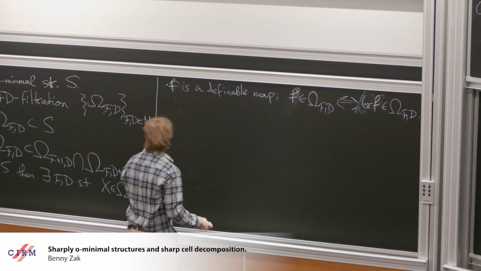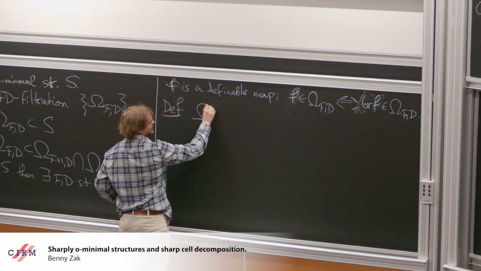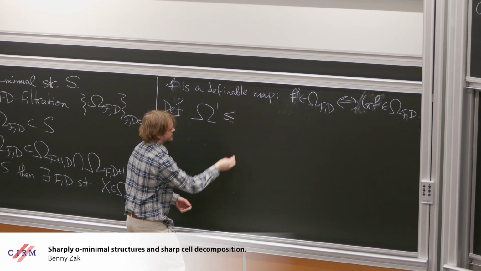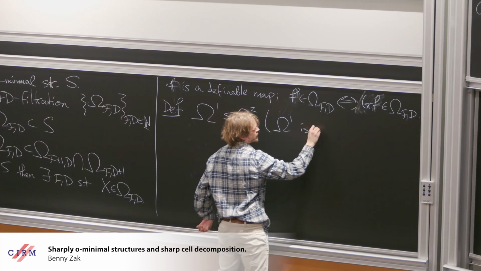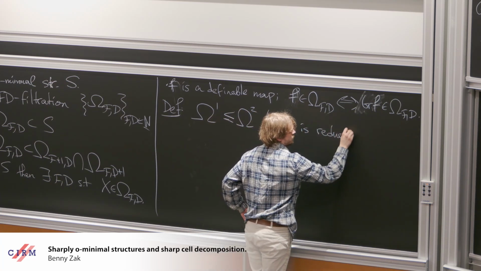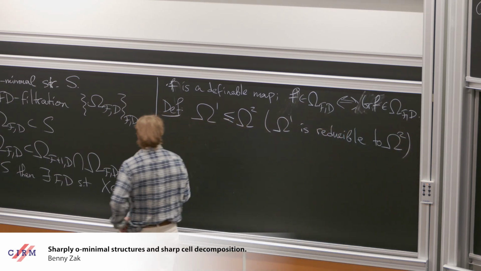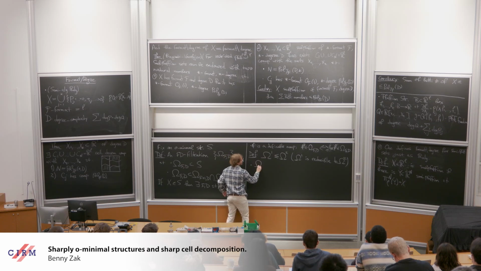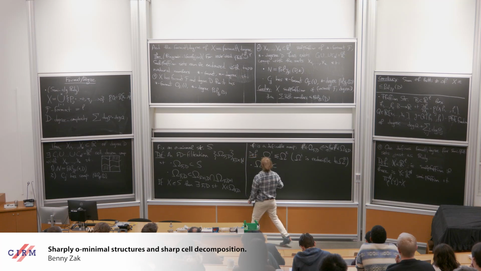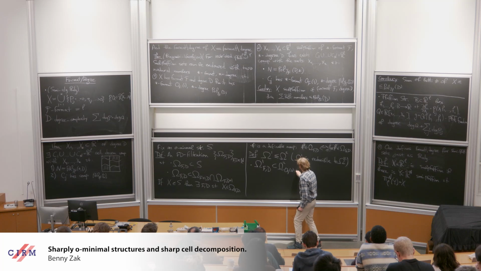Good. And another definition. What does it mean for two filtrations? So there is a partial order on filtrations. This is called Omega 1 is reducible to Omega 2. What this means basically is that if you have a set which has format f and degree d with respect to Omega 1, then it has a format O(f) and degree poly(f,d) with respect to Omega 2.